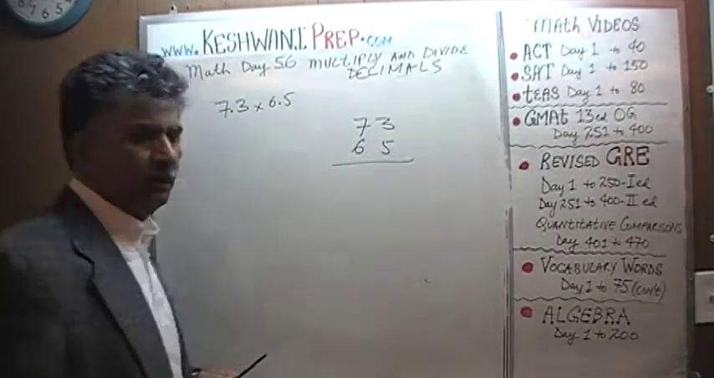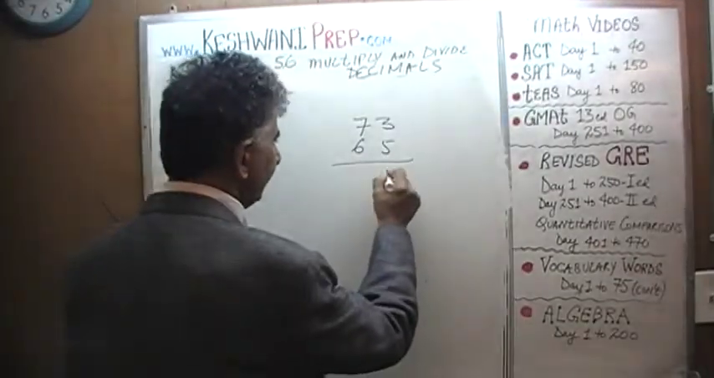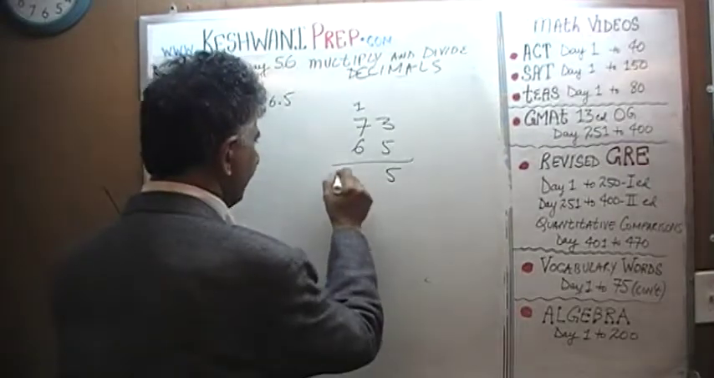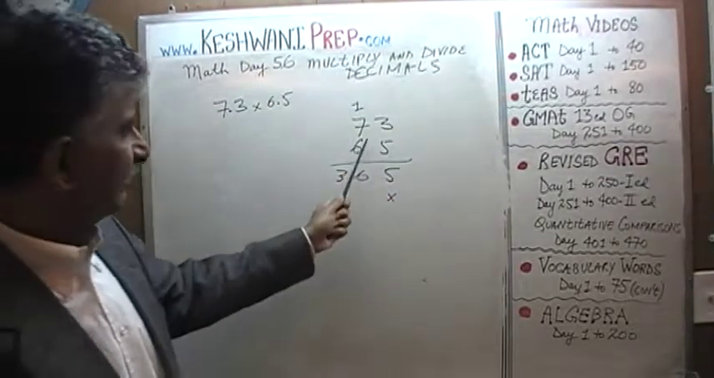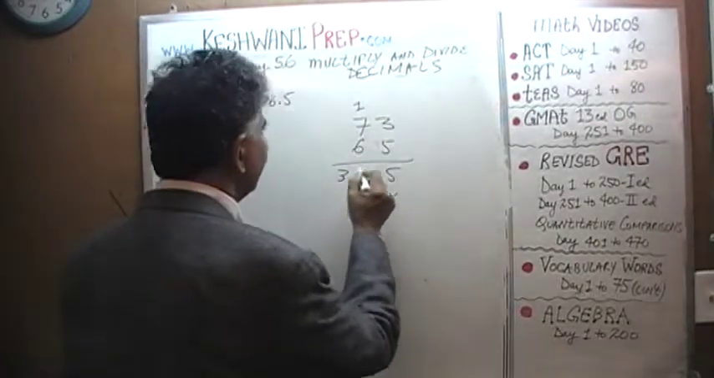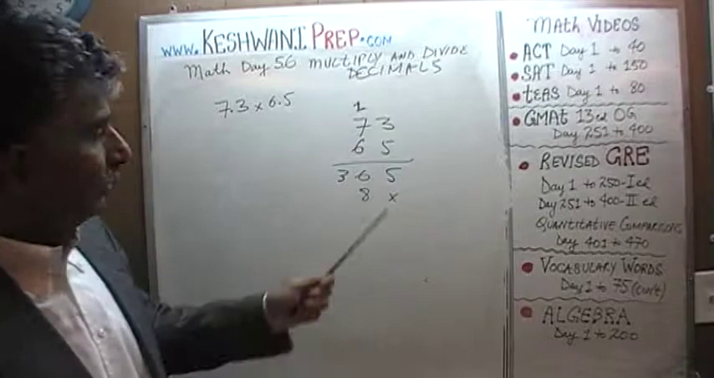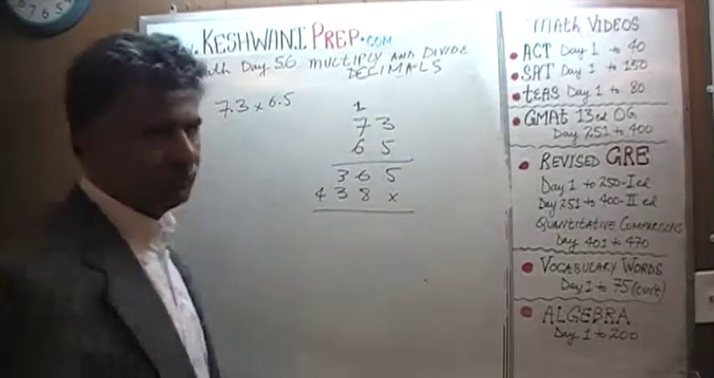No different at all. We'll take care of the decimals at the end. 5 threes are 15, 5 carry 1, 7 fives are 35, 35 plus 1 is 36. So that takes care of that part. Now let's multiply it by 6. 6 threes are 18, 8 carry 1 again, 6 sevens are 42, 42 plus 1 is 43.